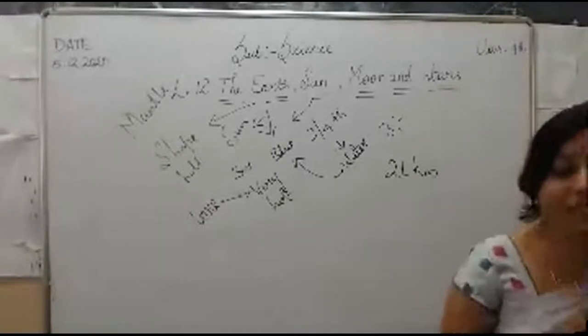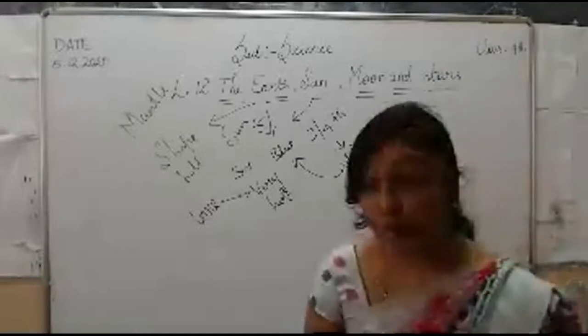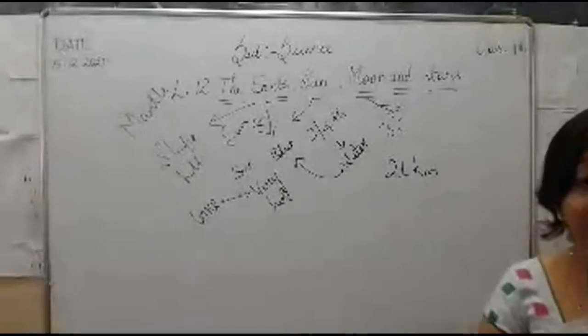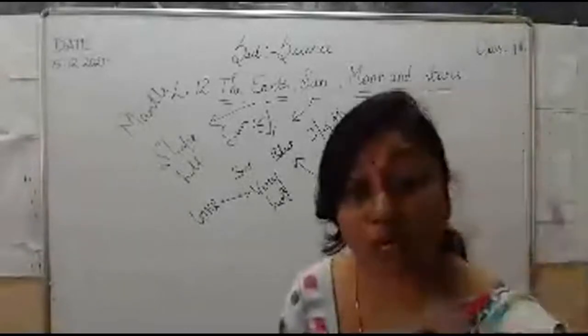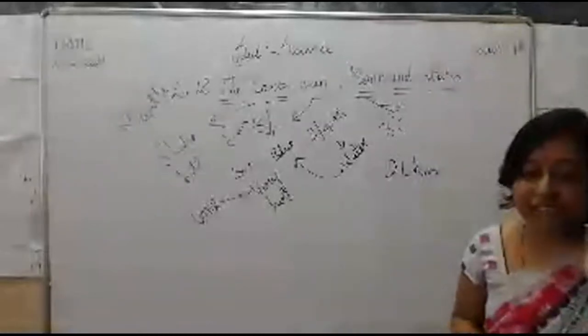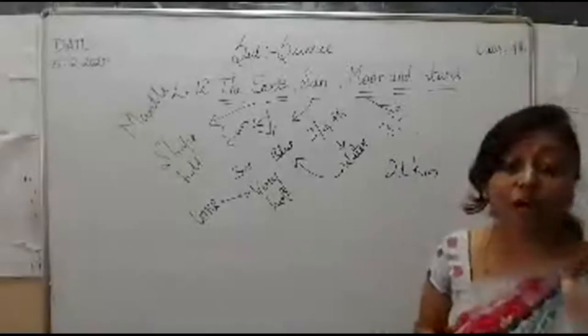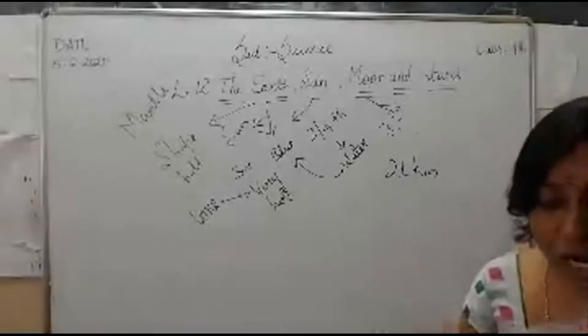The moon is a natural satellite of the earth. A satellite is an object which revolves around a planet in a fixed orbit.